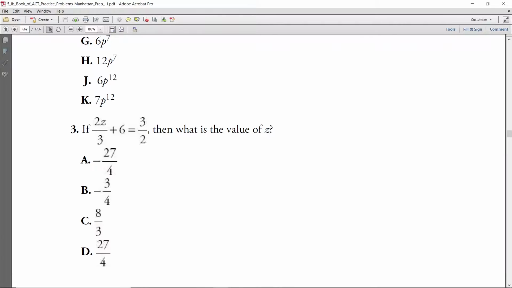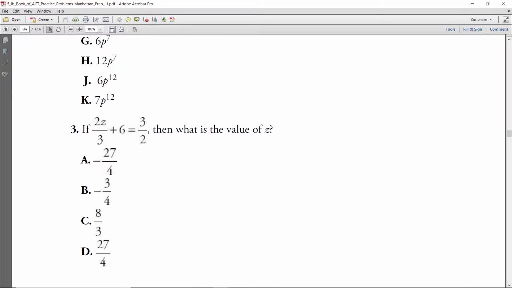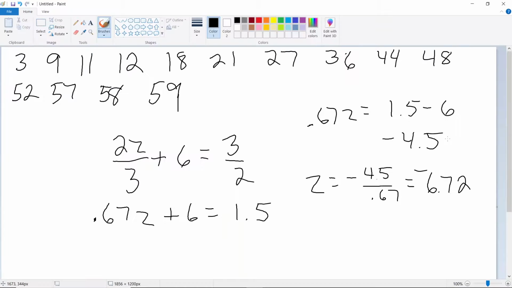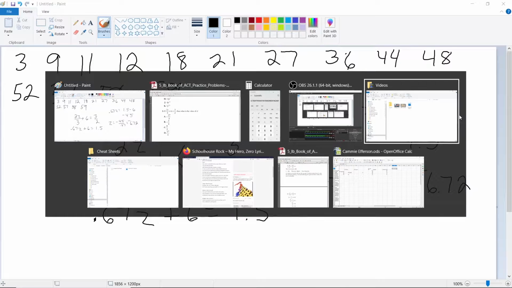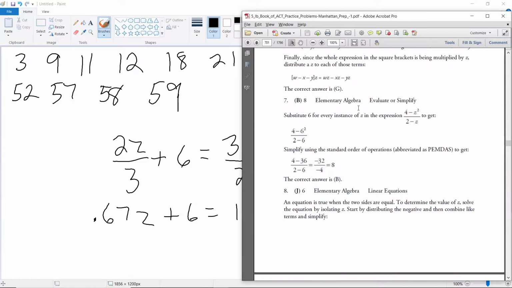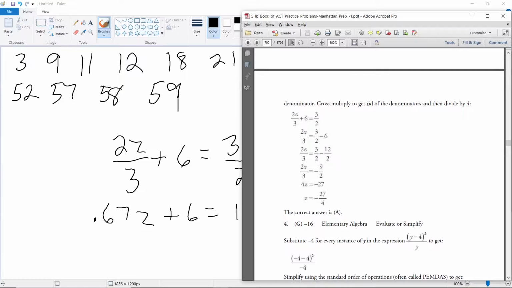Okay, 6.72, and it's negative, remember, because it was negative 4.5. Negative 6.72, well, that's got to be A. Four times 6 is 24, and 7 and 3/4, which is 7.5. So negative 6.72. Let's check the answer here for number 3. I don't know why I was on number 8. The correct answer is A.